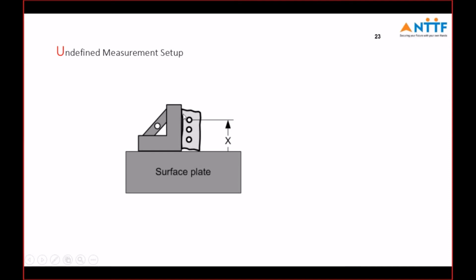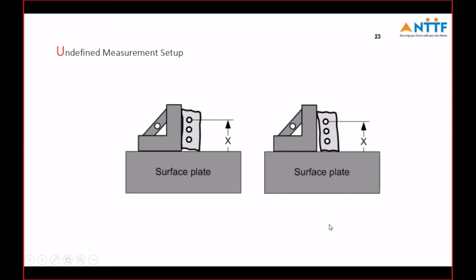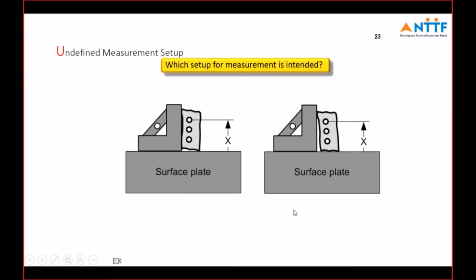So I am taking only this longer surface as the reference. It can be like this also. I can take the shorter length reference and measure the height. So whether this or this, which one? Which setup for measurement is intended?